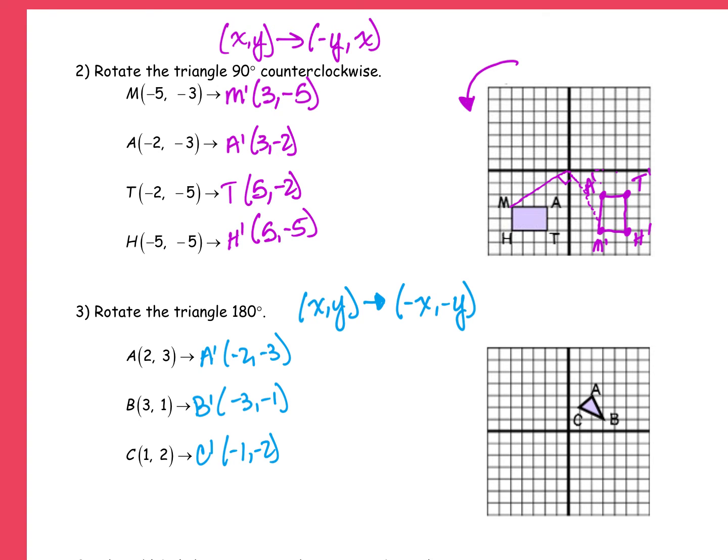Right? So let's see what it looks like when we rotate this. So -2, 3, so that's A prime. -3, 1, that's B prime. And C prime is -1, 1, 2, C prime. So I kind of want to show you this.